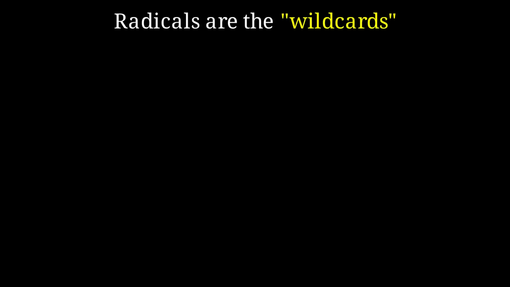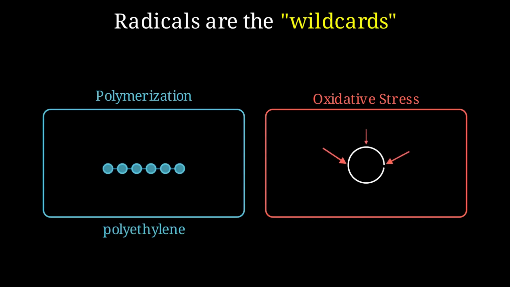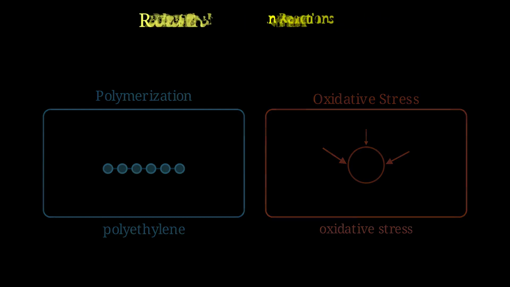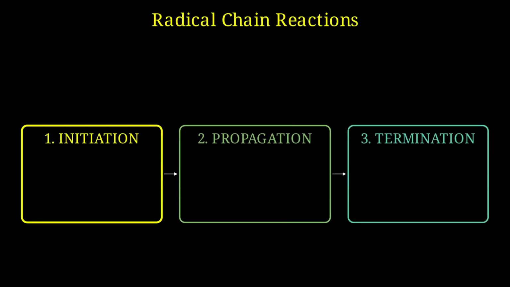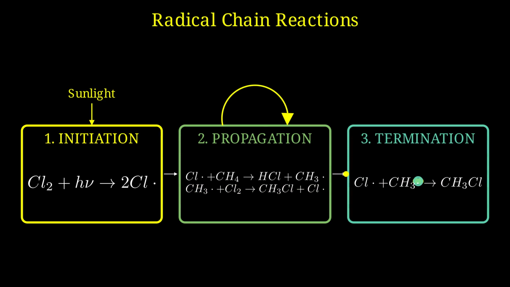Radicals are the wild cards. They are responsible for the polymerization of plastics like polyethylene and the way our bodies age through oxidative stress. They operate via chain reactions. Initiation, creating the radical; propagation, the radical attacks a stable molecule, creating a new radical; and termination, 2 radicals finally finding each other to pair up.